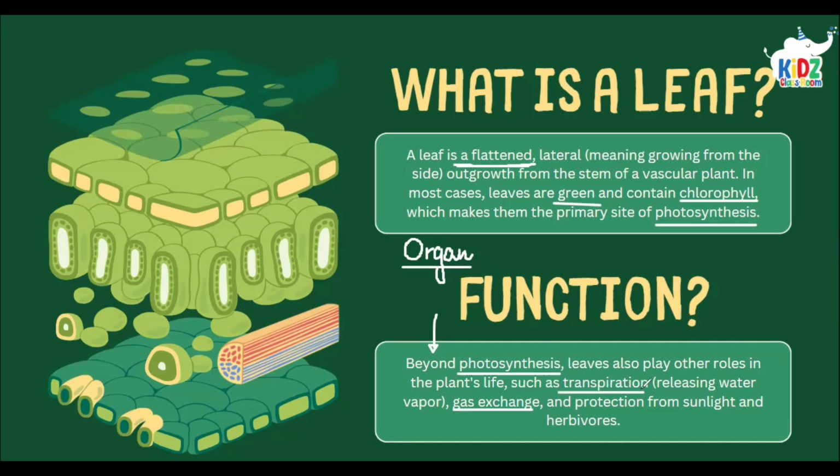So a leaf is a flattened, typically green organ, and its basic function is to perform photosynthesis. However, it also has other functions such as transpiration and gas exchange, as well as protection from sunlight and herbivores. So let's talk about the structure of a leaf.